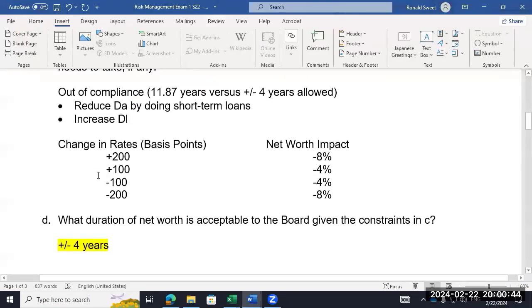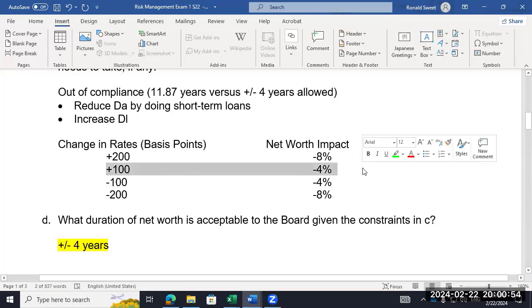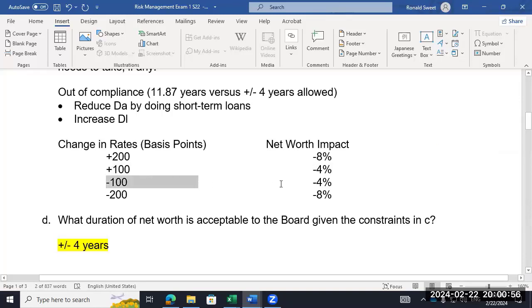Yeah, that's what we did here. They said if interest rates rise 100, you can lose 4%. Okay. If they fall, you can lose 4%. So this implies your duration can't be more than plus 4 years. This implies your duration can't be less than -4 years. If this were 5%, then it'd be 5 and -5. If it were 6, it'd be 6. So you just look at the 100, whatever there, because of this formula.